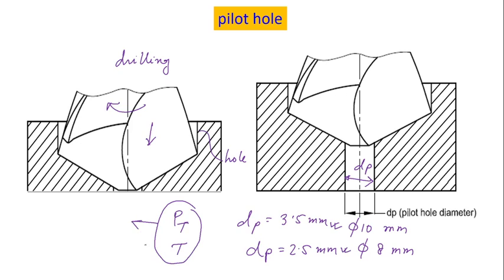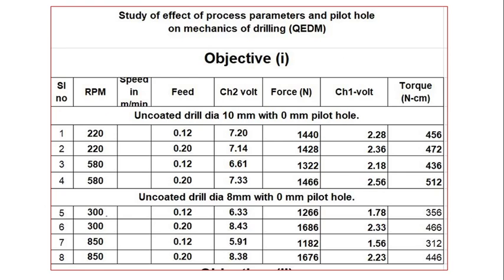And when you are measuring thrust force and torque, your cutting velocity would be varied, feed would be varied, and depth of cut would be varied. Depth of cut would be varied by changing the diameter, 8 millimeter and 10 millimeter. Feed would be varied, cutting velocity would be varied.